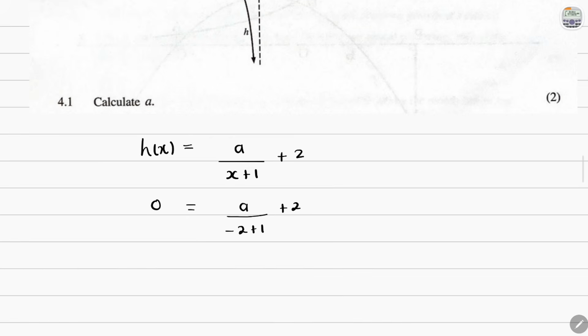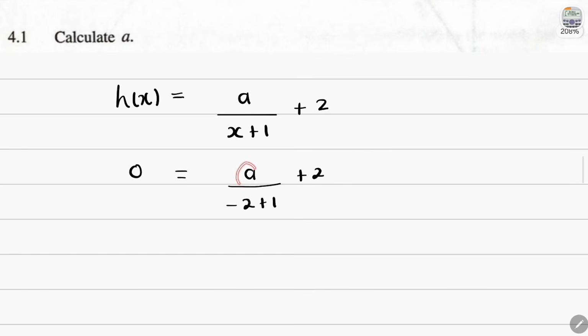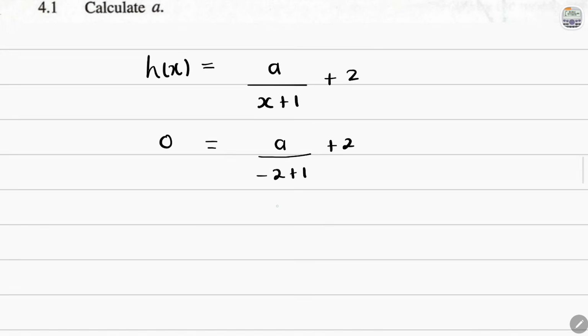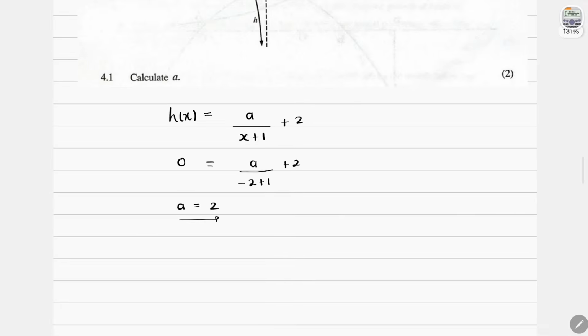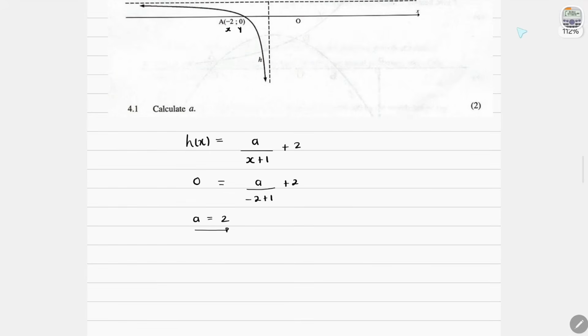Okay, so the whole point now is to just get to the a. So to get to this a, we'll say -2 plus 1, which is 1 minus 2, and that's -1. And a divided by -1 is -a. So this a is negative, and we can just transpose it, so it becomes positive. So a is simply equal to 2. And that is our answer. Moving on to the next question.